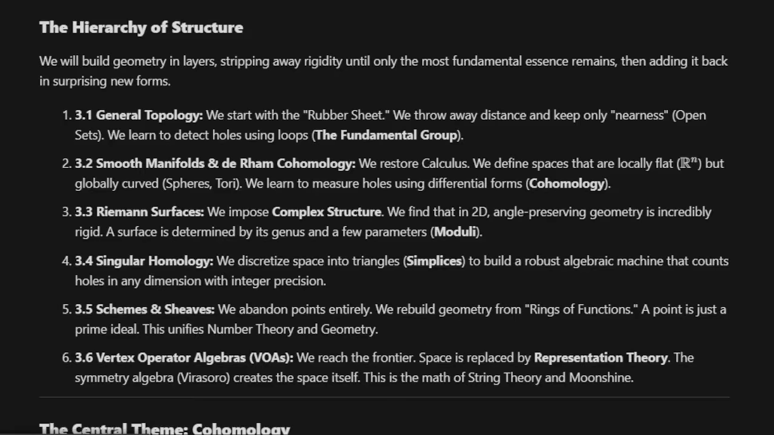And then Riemann surfaces. We'll add the rigidity of complex numbers, and we'll find that in 2 dimensions, geometry becomes really strict, and the surface can be determined almost entirely by how many holes it has. So that's why Riemann surfaces are pretty powerful.